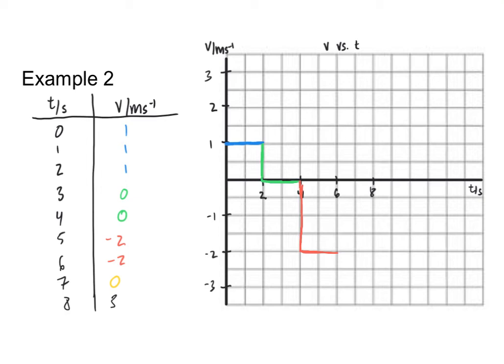Then for my 7th second, I am standing still again. So I'm going to go ahead and draw that standing still. And my very last 8th second, I'm going to go all the way up to 3 meters per second, because that is my speed for that last second.